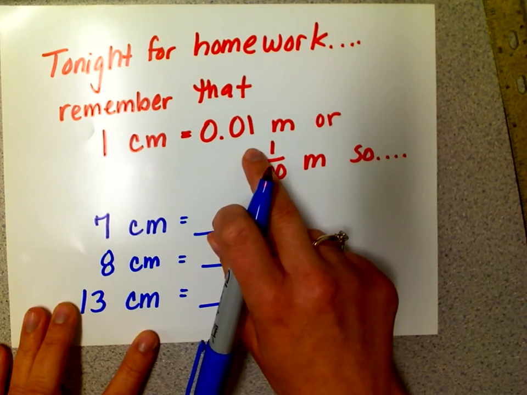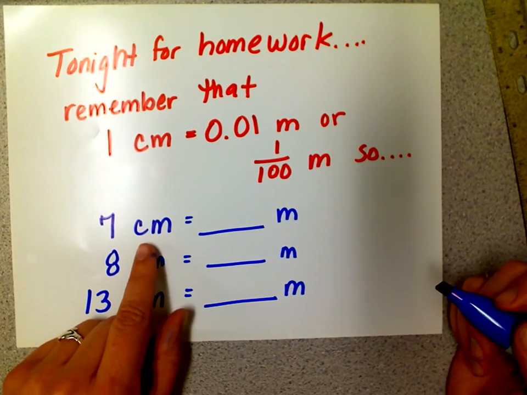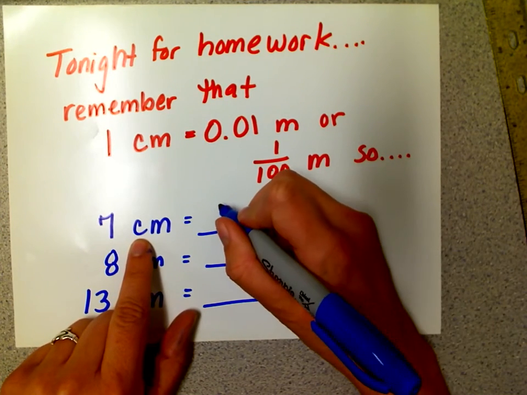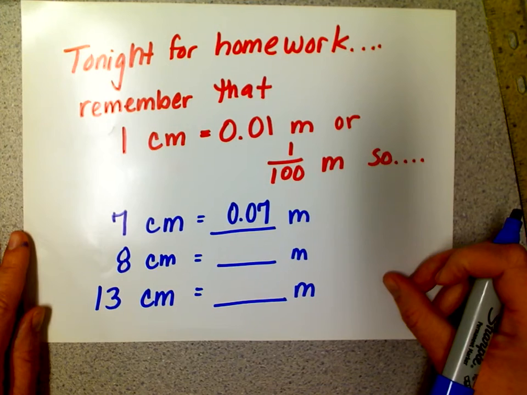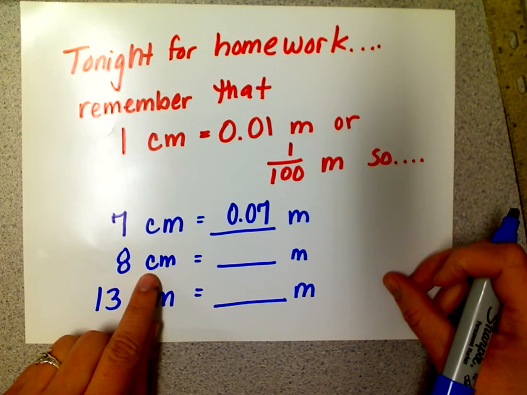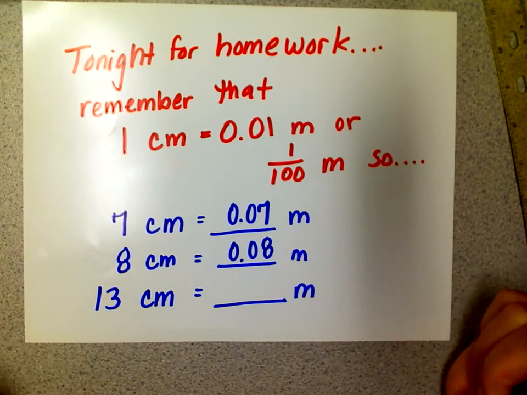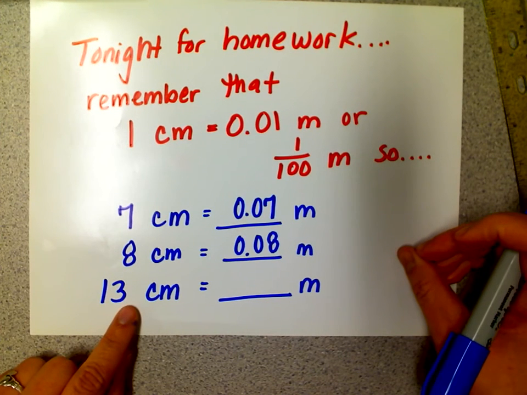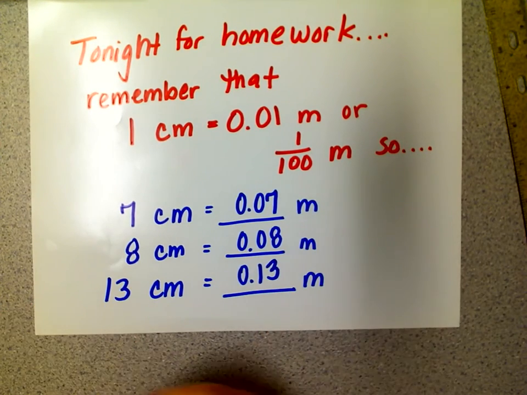If I know this already, I'm going to apply this to these 3 answers. So when I look at 7 centimeters, my answer would be 7/100ths of a meter. If I'm looking at 8 centimeters, 8 centimeters equals 8/100ths of a meter. And finally, if I'm looking at 13 centimeters, 13 centimeters equals 13/100ths of a meter.